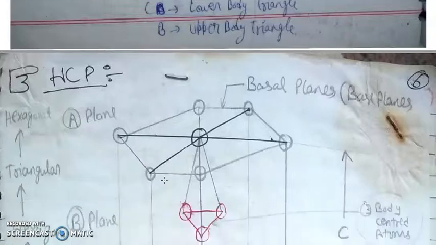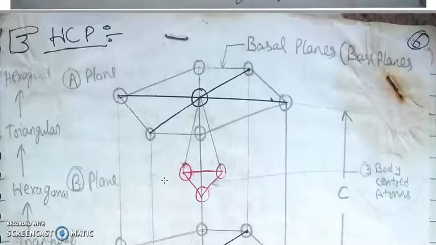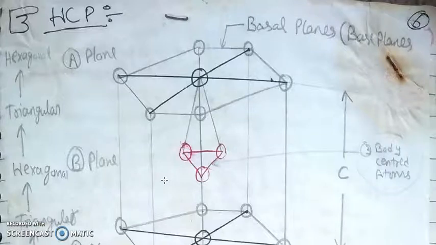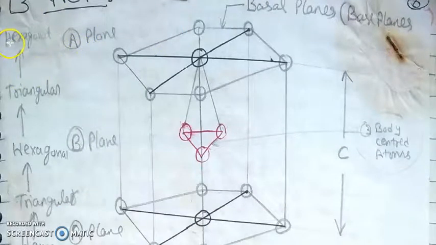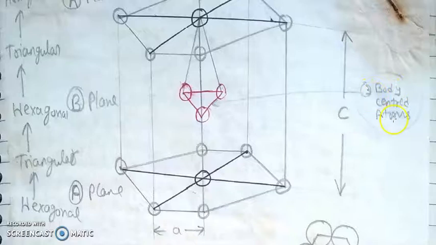Now we come to the third and last crystal structure, which is HCP, hexagonal close packed. In HCP, the stacking sequence is hexagonal, triangular, hexagonal. As you can see in the diagram, this is the hexagonal shape, with an atom in the center of this plane, and similarly at the bottom. These are the basal planes, the base planes at the top and bottom, and there are 3 body centered atoms in the body, as you can see in the picture.